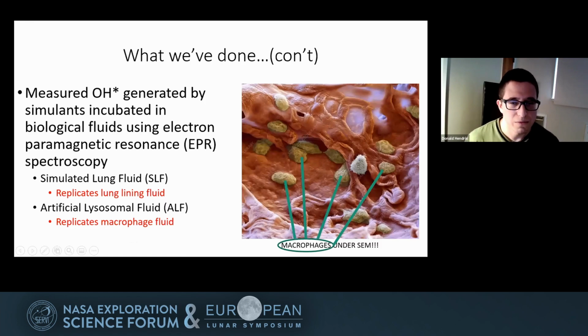In addition to that, we've assessed the reactivity, or the OH radical generation, in 3 separate fluids. We did first in DI water, then in simulated lung fluid, and then in artificial lysosomal fluid. Simulated lung fluid simulates the fluids in your air passageways, and artificial lysosomal fluid replicates the fluids in your macrophages. I have here an SEM image of some macrophages. We're trying to simulate what's inside of those and how reactivity would be affected once those macrophages engulf any inhaled particulate matter in the human lungs.